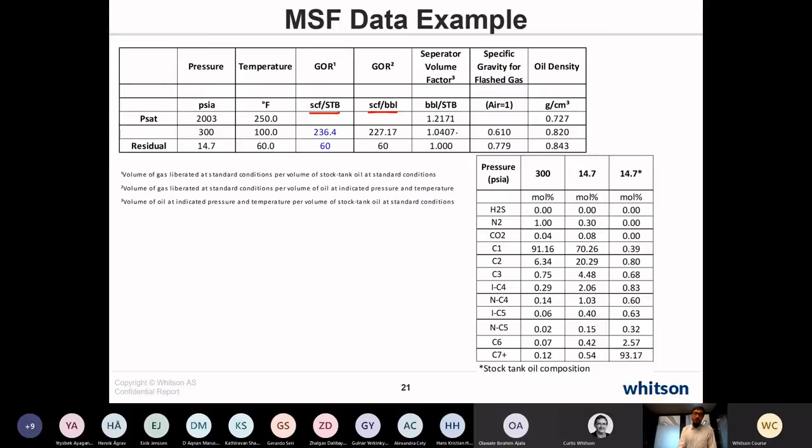The separator oil formation volume factor. This is our BOB, the oil formation volume factor at the bubble point. We have the gravity of the removed gases and the oil densities. So this is the density of the oil at the bubble point, and it should be the same as the density of the oil from the CCE experiment.